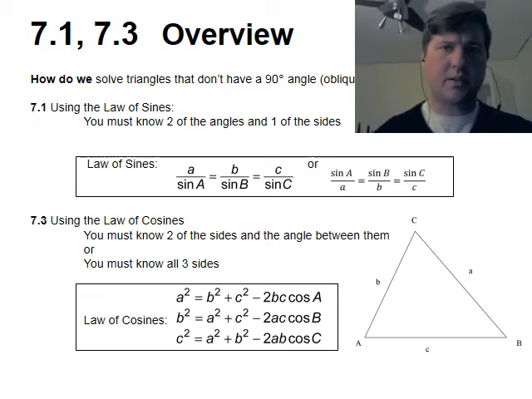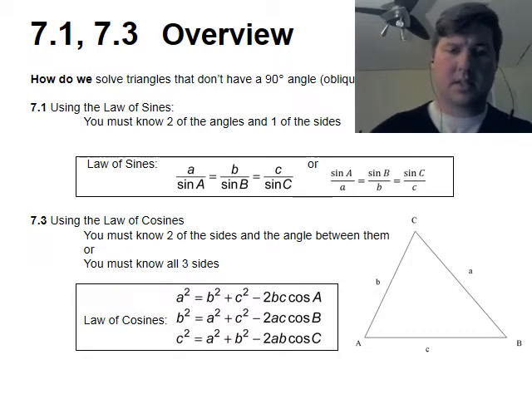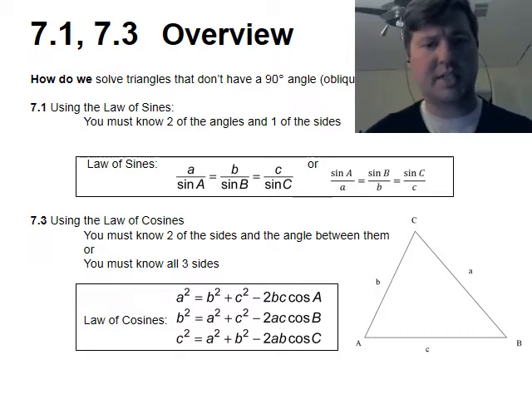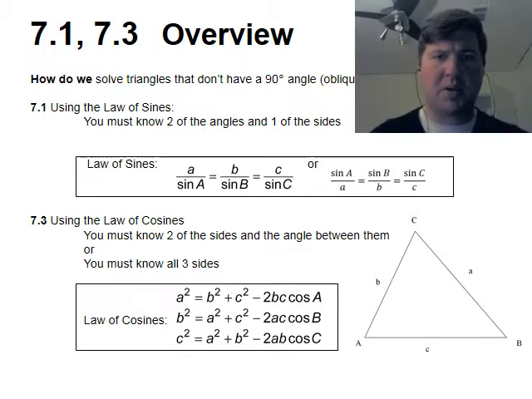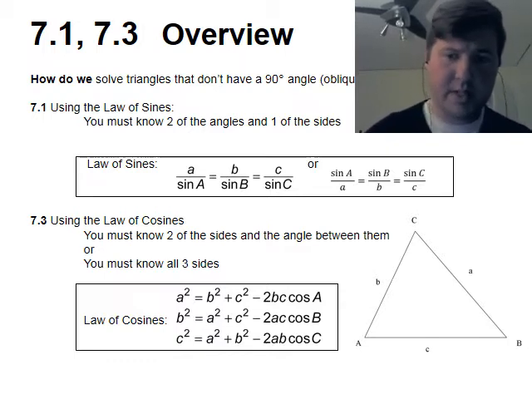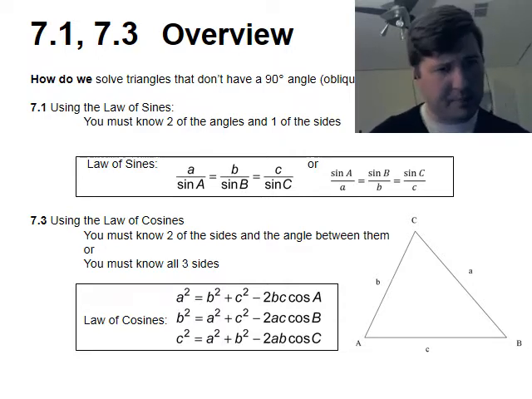Alright, this is our section on 7.1 and 7.3, which is the law of sines and the law of cosines. What these two laws are is actually a generalization of everything we've learned so far for right triangles that will apply to any triangle. So you see I've just got some arbitrary triangle down here that's not 90 degrees. However, these formulas still work for a right triangle, which is pretty cool in a way.